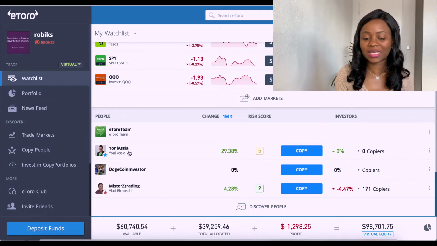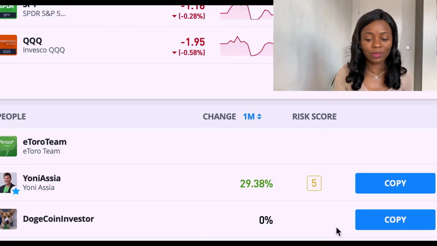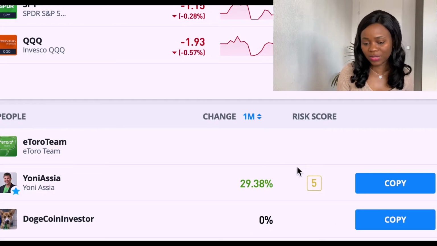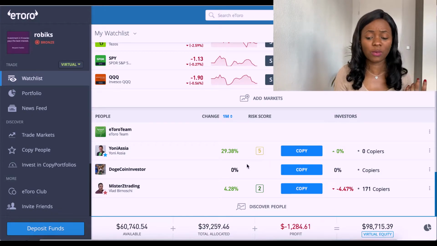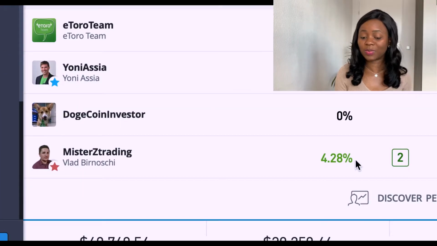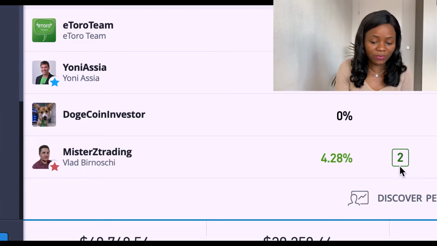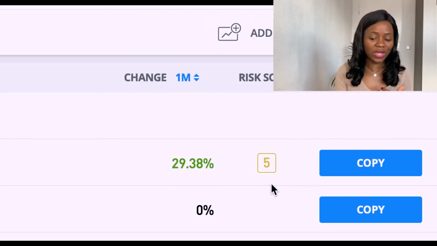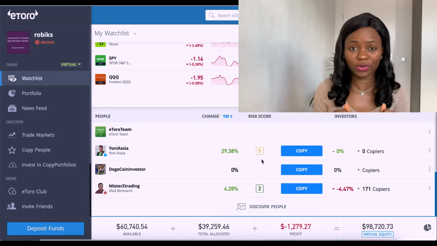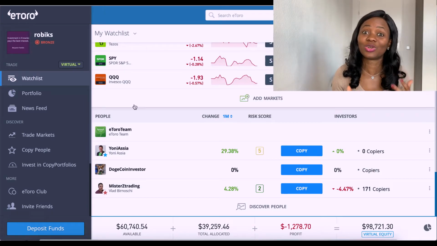And remember I said that when you're copying people, there is a margin that they will always show you, the margin they're working on and their risk score, and that is what you see here. So I can decide, okay, I want to copy this person or not, because the risk is too high for me. For example, look at this person, just at 4.28% in terms of margin, but at least the risk is really low compared to someone that has 29% with a higher risk. So you have to determine for yourself what your risk appetite is.